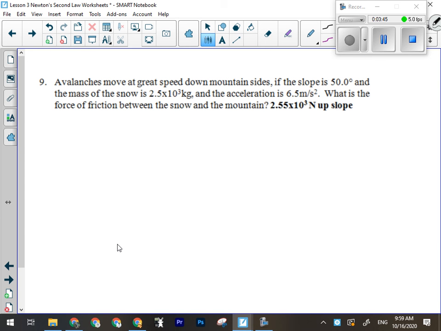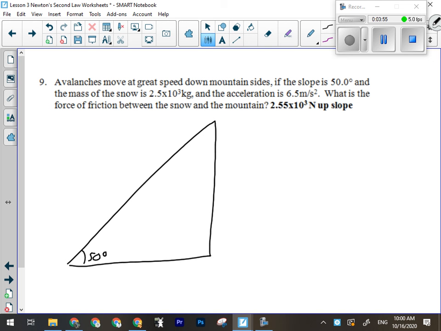Okay, so avalanches move down hills at great speed. The slope is 50 degrees, so that's a pretty steep mountain slope. The mass of the snow is 2,500 kilograms. I'm going to represent the snow with a box, because that's how I draw everything. The acceleration is 6.5 meters per second squared down the hill. So what's the force of friction between the snow and the mountain?